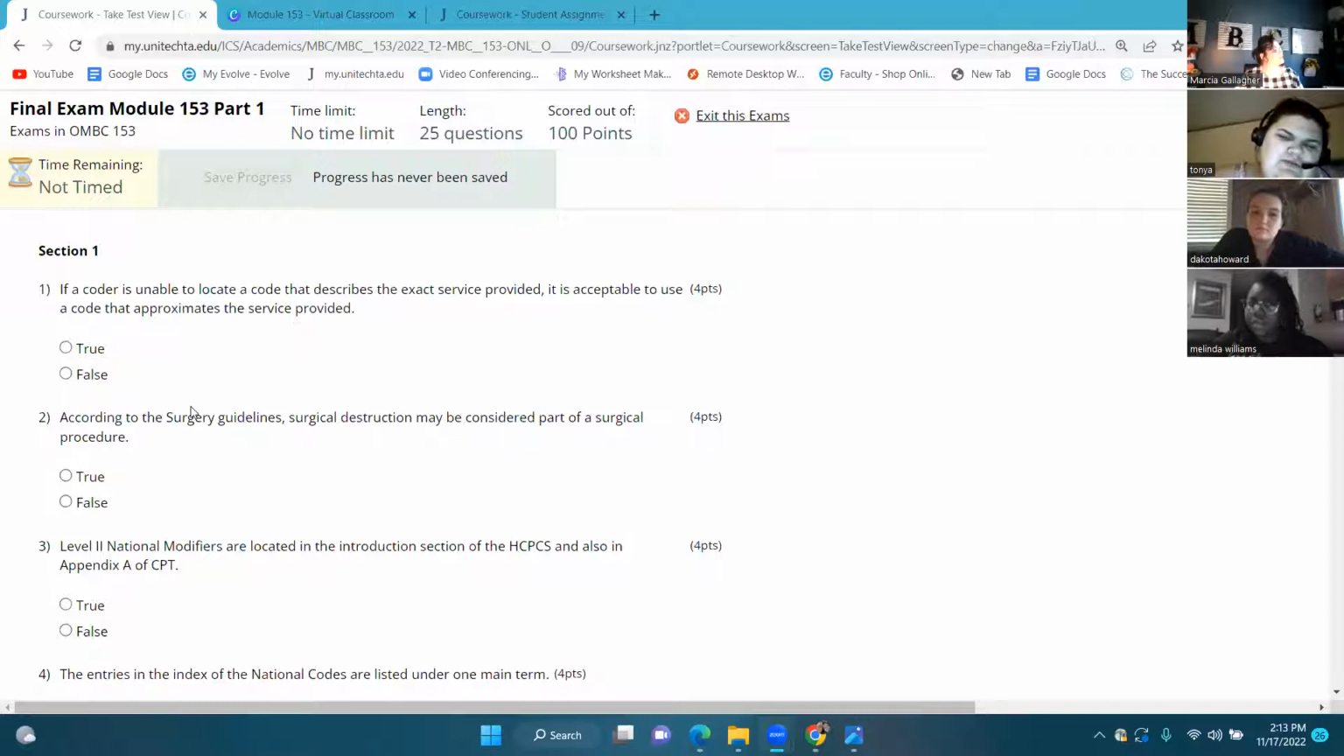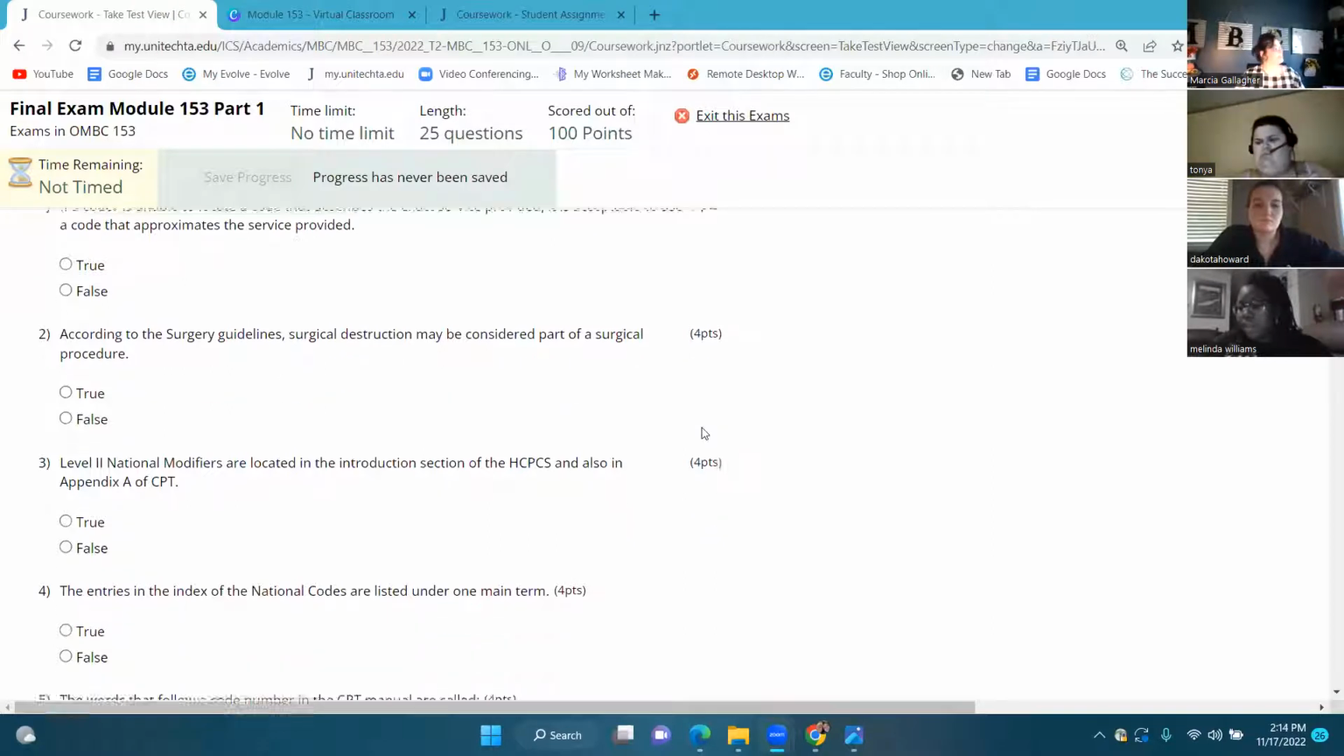Wouldn't that be true? Say it, be confident. It's in the surgery guidelines: surgical destruction is part of a surgical procedure. When you look at the surgical guidelines, that is true. Okay, so that is true.